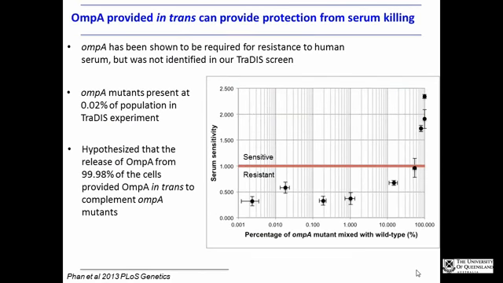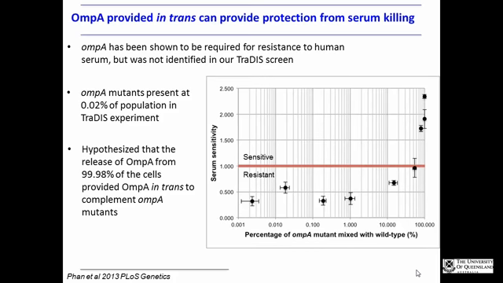Now, no method is perfect, and when we looked at our data, we observed that OMP-A had been shown in the literature to be required for survival in human serum, but we didn't pick that up in our screen. So we estimated that OMP-A mutants should be present at around 0.02% of the population in our TRIDIS experiment, and we came up with the hypothesis that maybe the release of OMP-A from all of the rest of the cells, and remember this is a mixed population, might provide this protein in trans to complement OMP-A mutants.